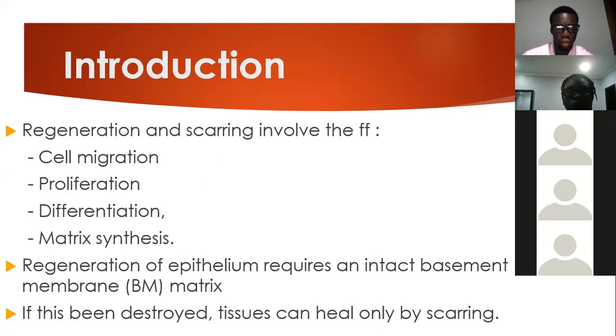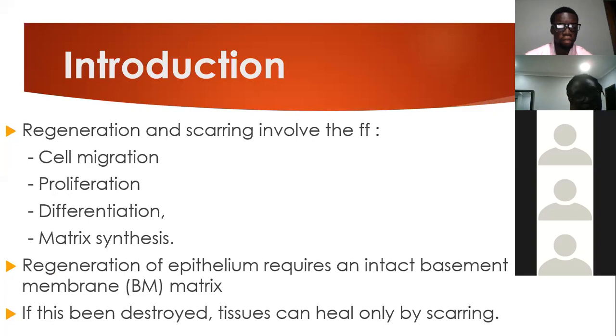When a wound has been created or inflammation has occurred, it means there has been destruction of the cells in that region. So first of all, the cells will migrate to the area of the injury. Then there will be proliferation of the cells that have migrated so that they can populate the place. Then when they proliferate, they differentiate. If you have connective tissue cells, they will differentiate into the particular type of connective tissue cells that are in that region. Then you have the synthesis of the connective tissue matrix.